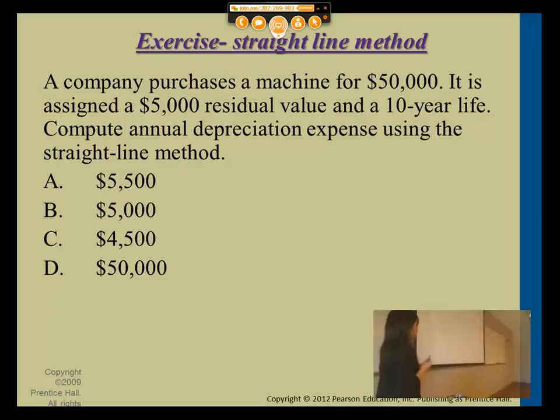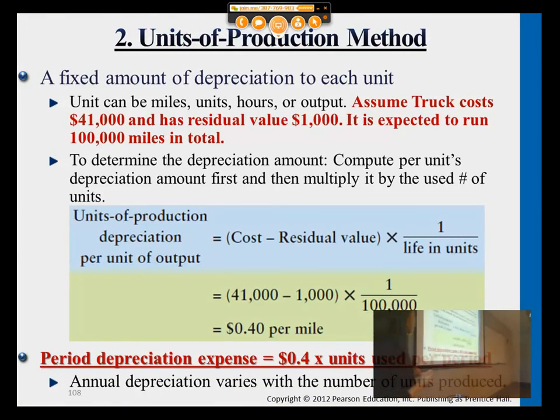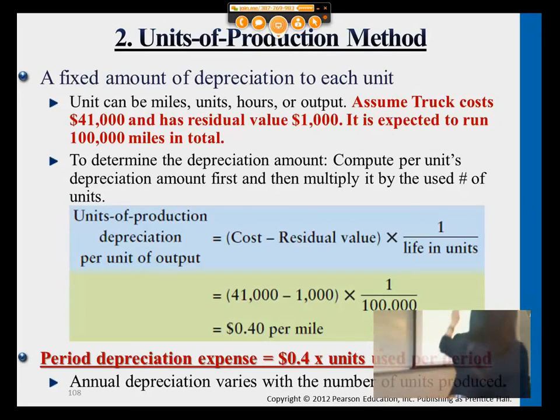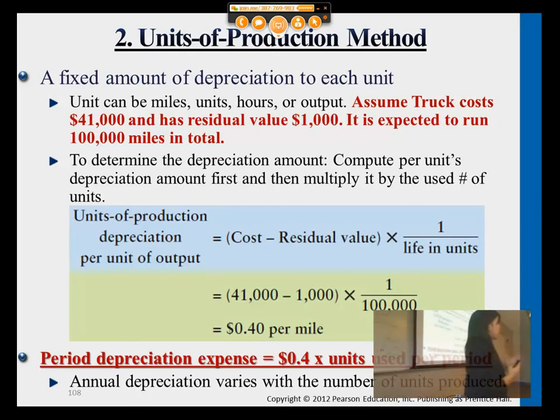Okay, let me go into the second method here since we have a problem for homework, and we're running a little late on time. Units of production is the second type of method. Usually it's used for machines, for vehicles, anything that you can find a unit to base it on. Earlier, the straight line method is typically used for furniture, cabinets, desks. It's pretty hard to tie how you have been using that with the revenue that you gained, so we just spread it evenly along the years.